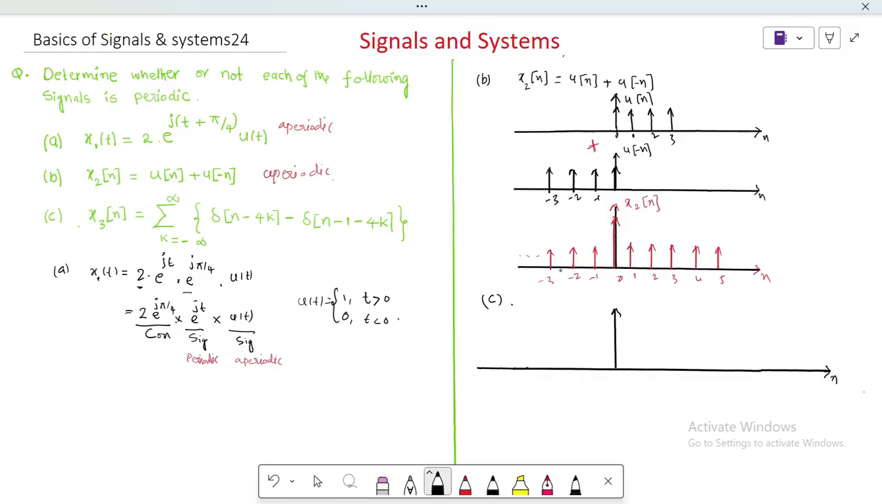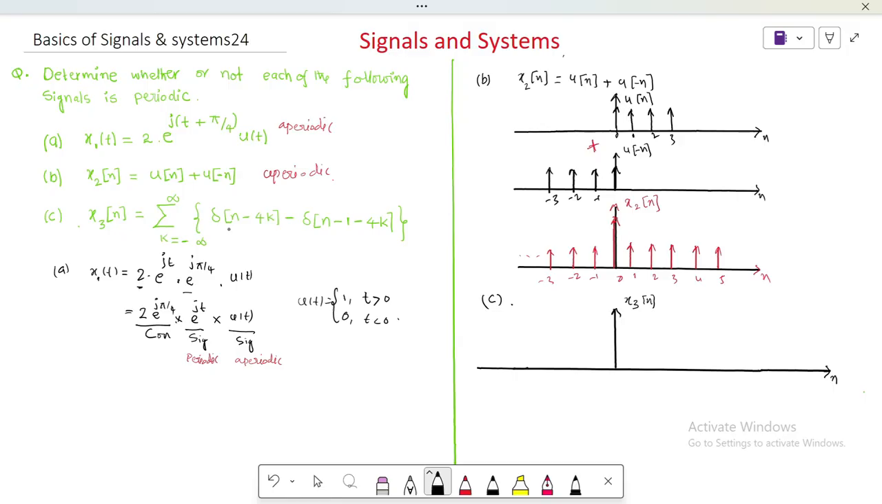So now we are going to draw x3 of n. In this equation, the signal depends on the k values, k from minus infinity to infinity. First of all, we have to check it for all values of k. For that I am going to substitute k equal to 0, the initial one, and check what the signal is.